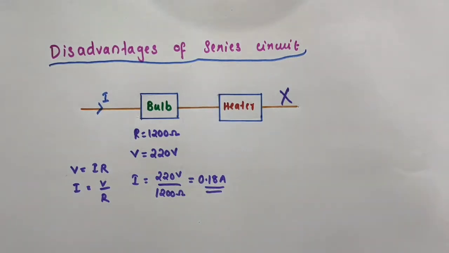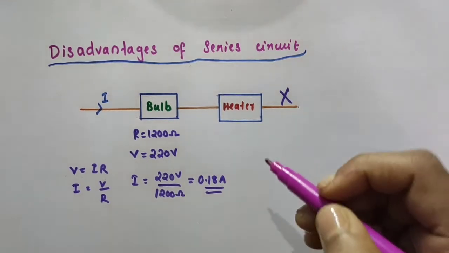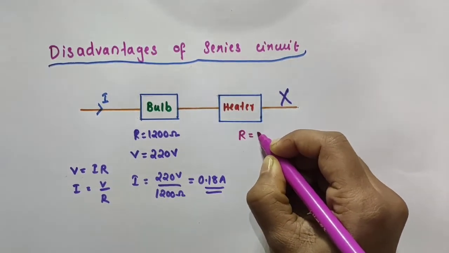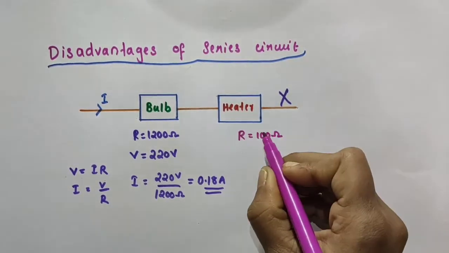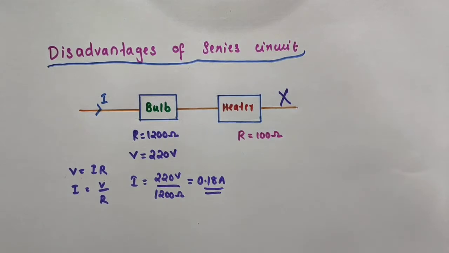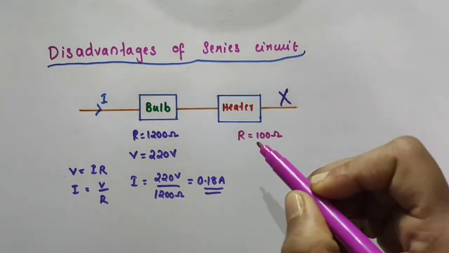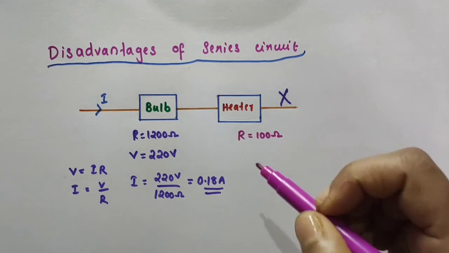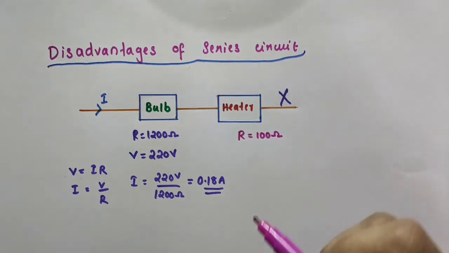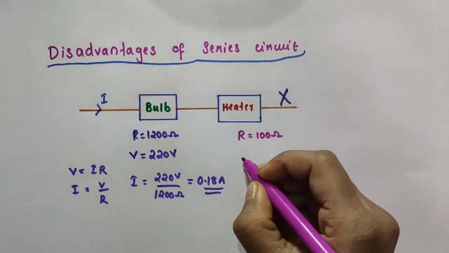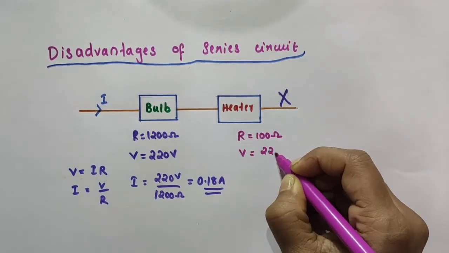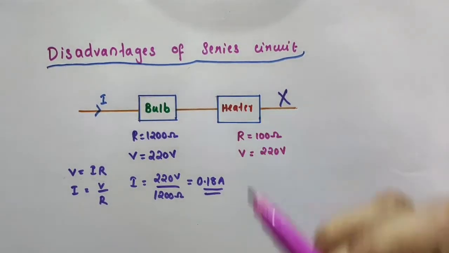Now suppose that there is an electric heater too in our home. Let the resistance of the heater coil be 100 ohm. So R is the resistance of the heater coil and that is equal to 100 ohm. Now if we connect this electric heater to the voltage source, how much current will it draw from the 220 volt source? That is, voltage V is equal to 220 volt.